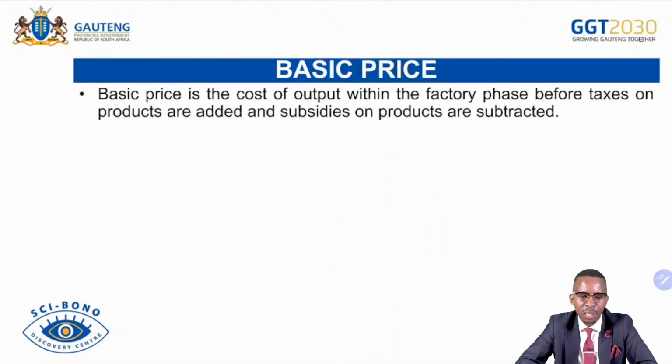The basic price. The basic price is the cost of output at the factory gate, before taxes on products are added and subsidies are subtracted.